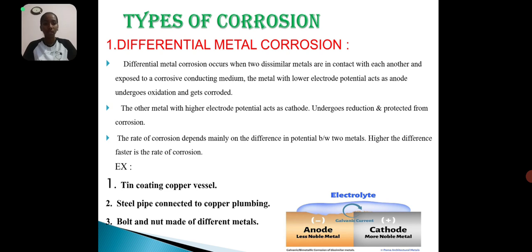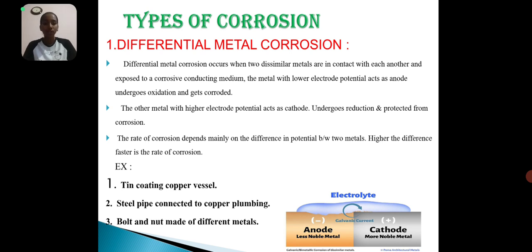or a corrosive medium. The metal with the lower electrode potential acts as anode, undergoes oxidation and gets corroded easily. The other metal with higher electrode potential acts as cathode, undergoes reduction and is protected from the corrosion. The rate of corrosion depends mainly on the difference in the electrode potential between the two metals. Higher the difference, faster the rate of reaction.